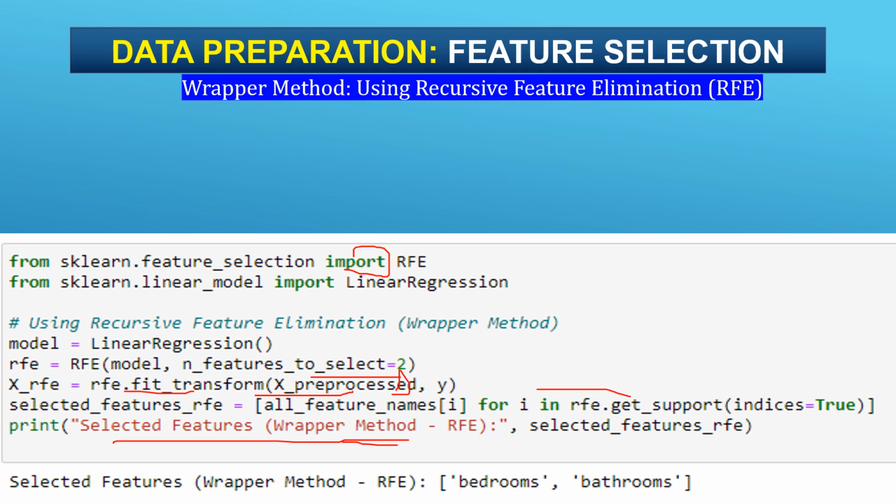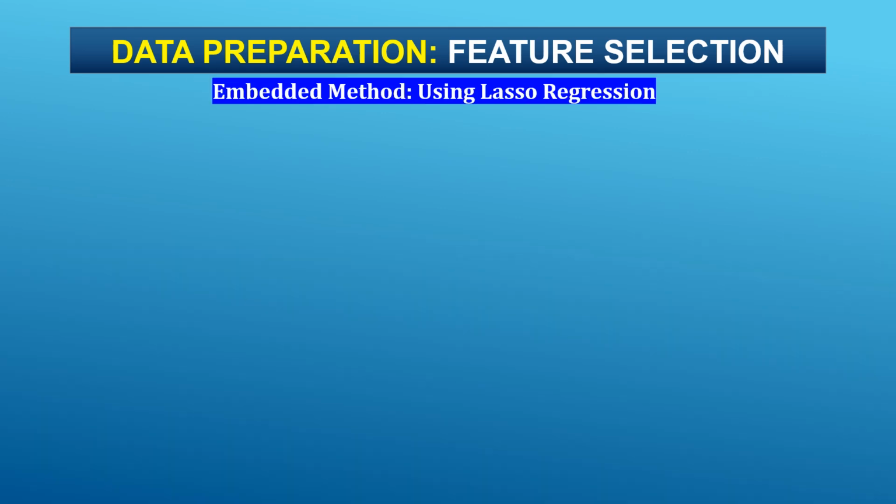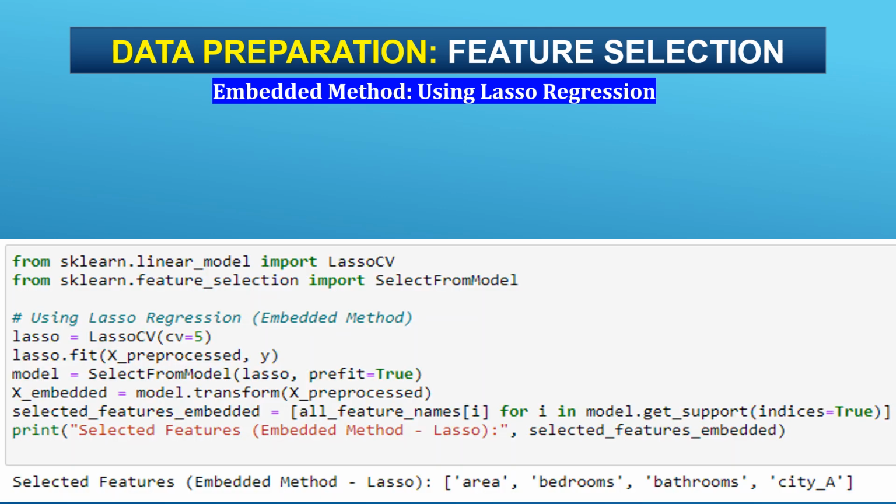Integrate feature selection with model training, balancing between filter and wrapper methods. Embedded method using Lasso regression. Embedded methods perform feature selection during the model training process. Embedded methods integrate feature selection with model training, balancing between filter and wrapper methods in terms of performance and computational cost.